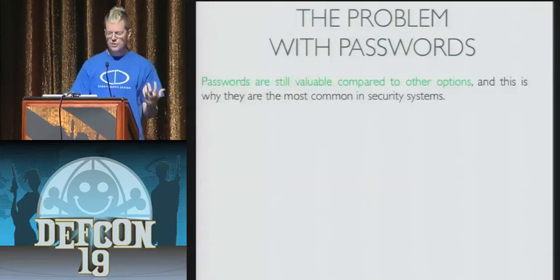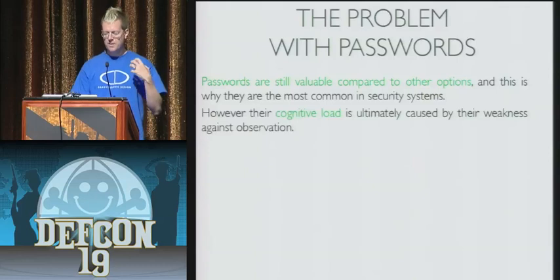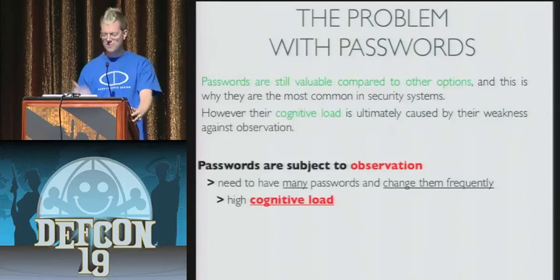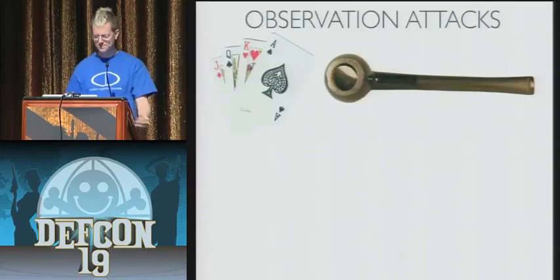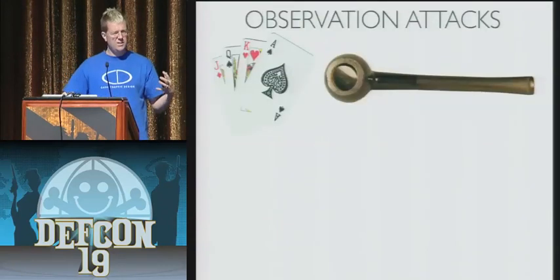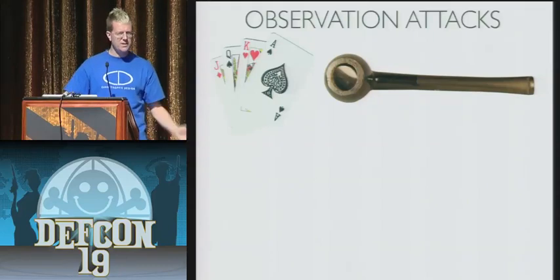So even though they're still valuable and they're going to be with us, the big weakness is the fact that cognitive load causes people to reuse them, and they're now even more weak against observation. You need to have many of them, and you need to change them frequently because they can be lost so easily. And observation is a classic attack. It's not just in passwords and so on.